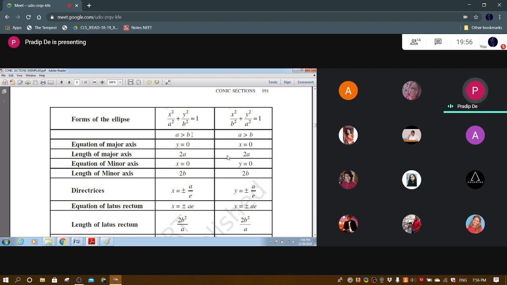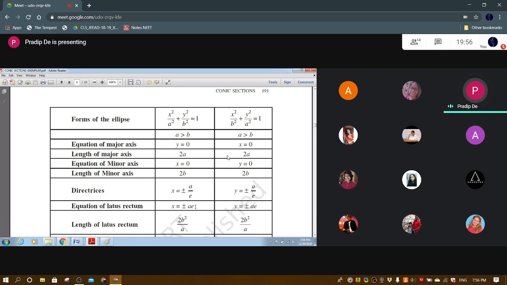Conventionally, a is more than b because a is the semi-major axis, b is the semi-minor axis. Equation of the major axis is y equal to 0. Length of the major axis is 2a. Equation of the minor axis, it is along the y-axis, so x equal to 0. Length of the minor axis is 2b. Directrices will be x equal to plus minus a upon e, which I haven't discussed yet. Note it down. Equation of the latus rectum, x equal to plus minus ae.